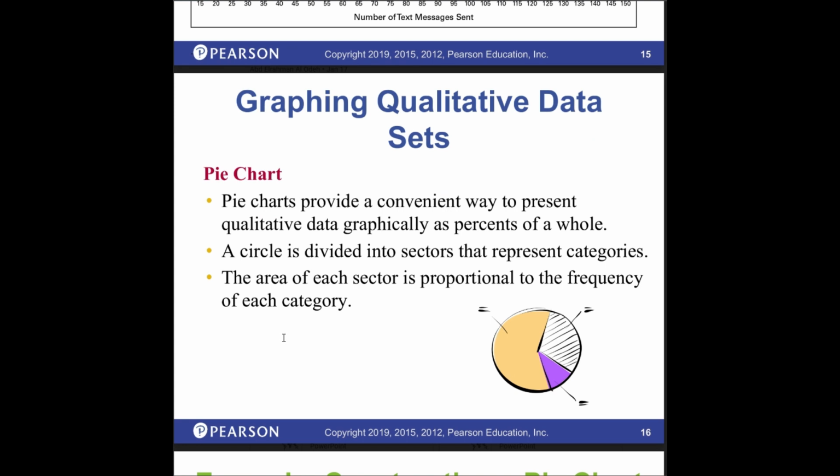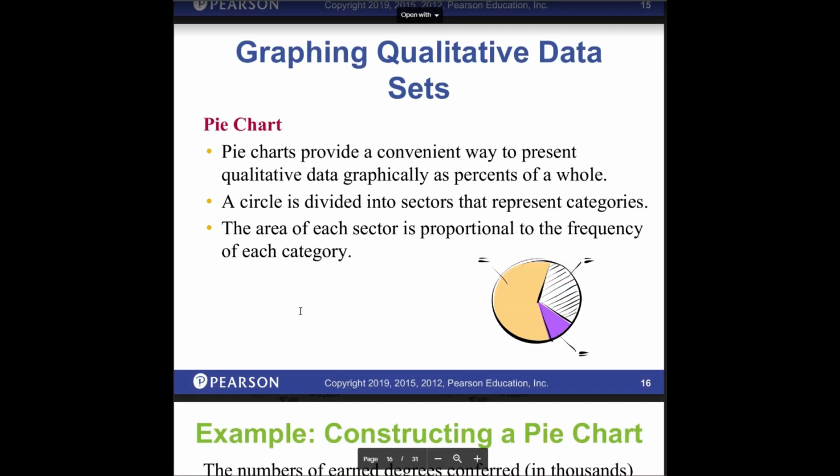Then, graphing qualitative data sets: pie chart. Pie charts provide a convenient way to present qualitative data graphically as percents of a whole. A circle is divided into sectors that represent categories. The area of each sector is proportional to the frequency of each category.